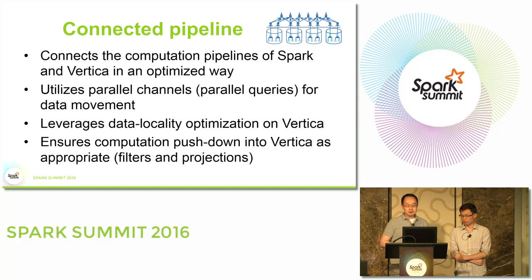So this connected pipeline connects the computation pipelines of Vertica and Spark in an optimized way. First, the data are transferred in parallel channels. Spark and Vertica can leverage the data locality information in Vertica. And this connector also enables the computation pushdown into Vertica. For example, Spark SQL supports filtering, projections, joins, and aggregation. Those are the candidates that can be pushed down into Vertica.